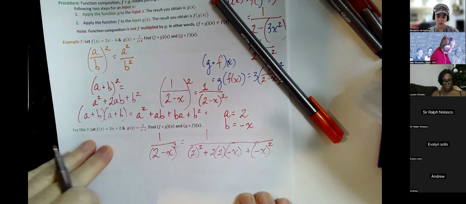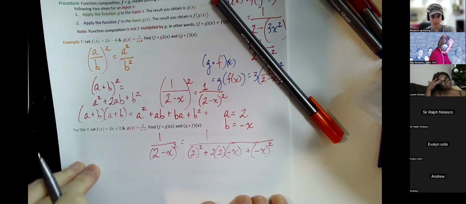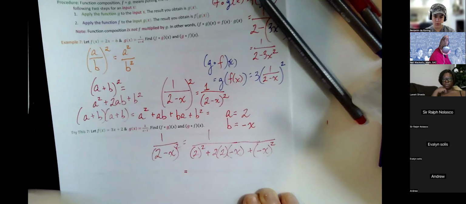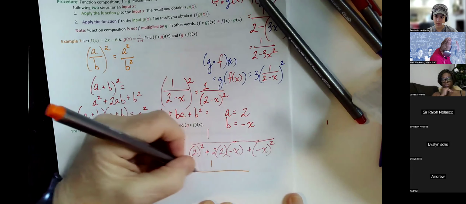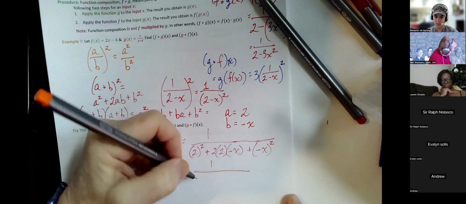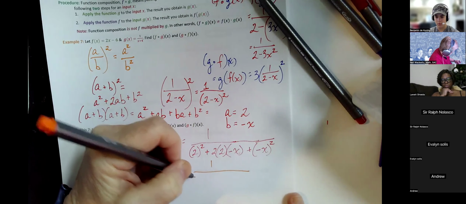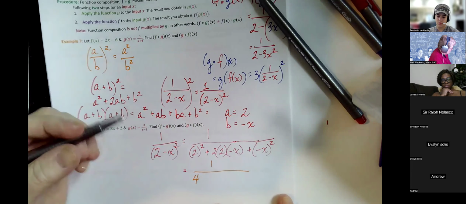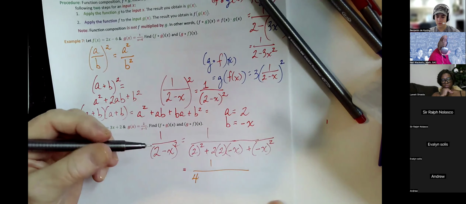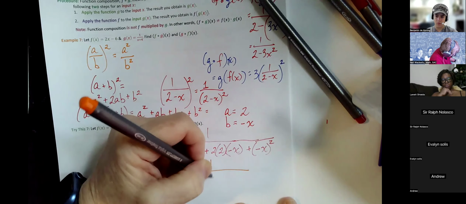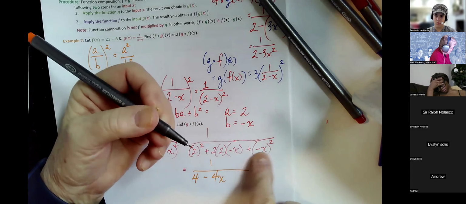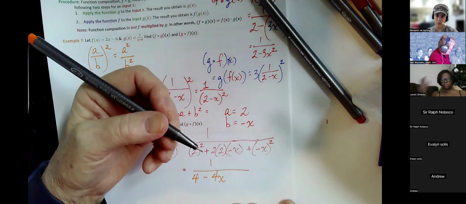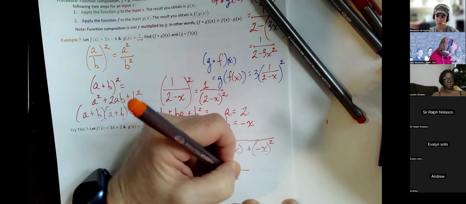Does that look all right? Looks right to me. Groovy. And now let's make it look prettier, because that's what math is about. 2 squared is 4. And 2 times 2 is also 4, times negative x will give us negative 4x. Beautiful. And then negative x squared is just x squared. Perfect.